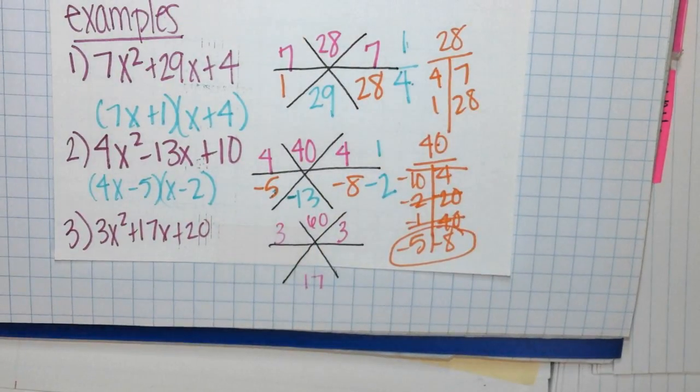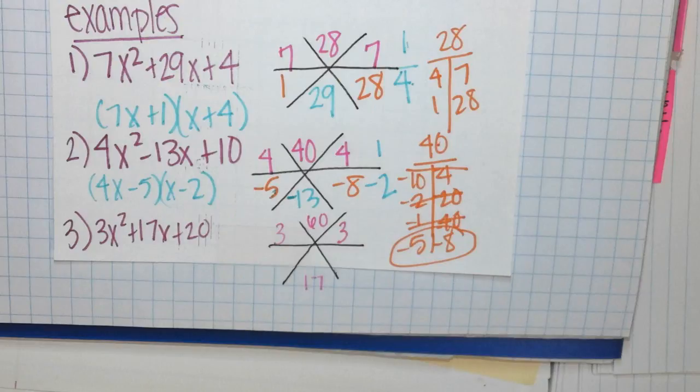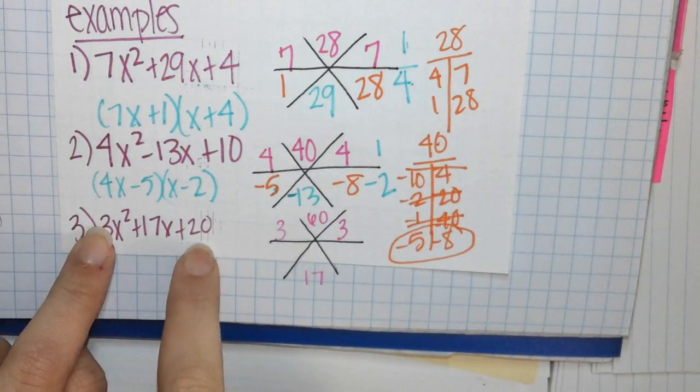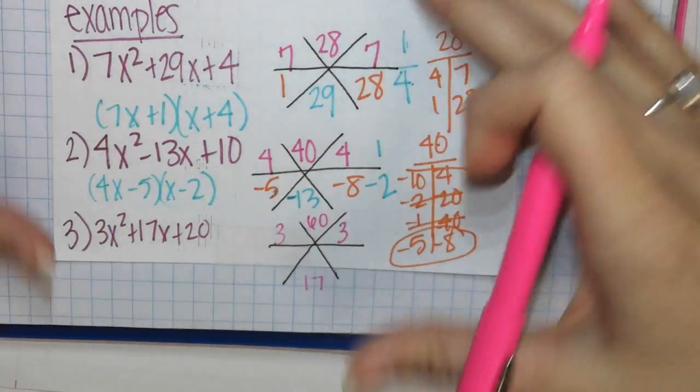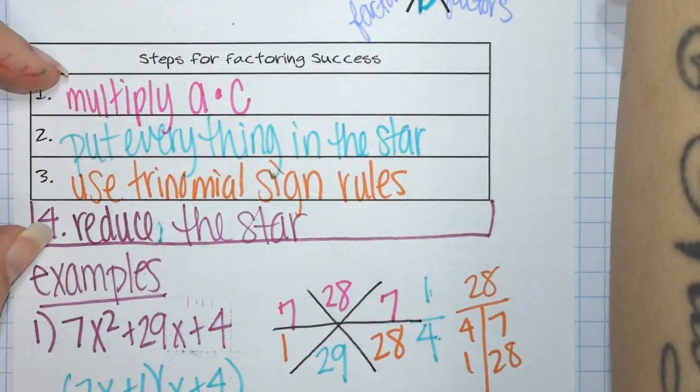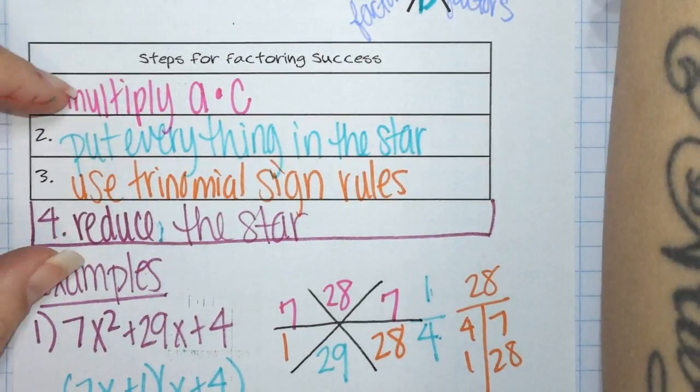Alright, Mackenzie, are you with me? Damien, are you with me? How did you get 60? Remember, you have to multiply A times C. So every single time you do this problem, or a problem like this, I want you to come back to this. Okay? These are the steps you need to follow. And make sure you do that.